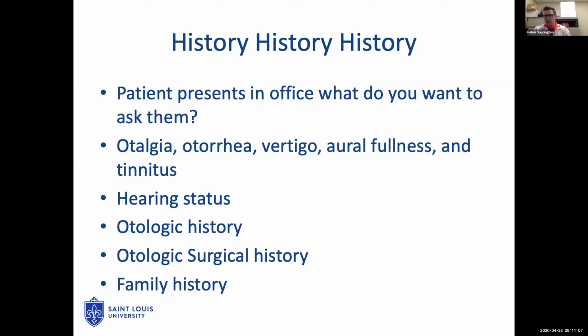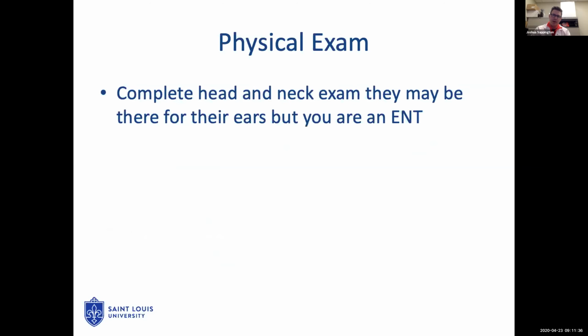From my perspective, otalgia, otorrhea, vertigo, aural fullness, tinnitus, their hearing status, the otologic history, otologic surgical history, and family history are all very important. By the time you get done with your history, you should start to have in your head, okay, I'm thinking X, Y, or Z. If you start to look at a patient's ear and you have no idea what this could be, you probably should think back about asking some more questions to drill down on that.